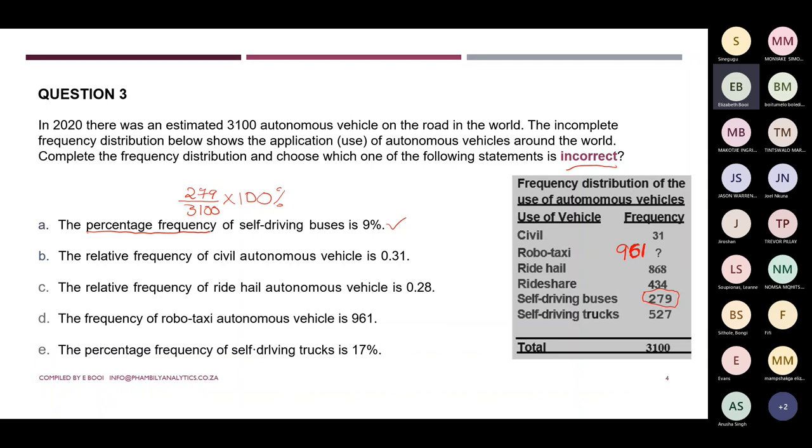How do we find the relative frequency of civil autonomous vehicle? A percentage frequency is your relative frequency multiplied by 100. So the relative frequency of civil autonomous vehicle will be civil divided by the total. So it will be 31 divided by 3,100. Do you get what is the answer? 0.01, which means B is the incorrect one.